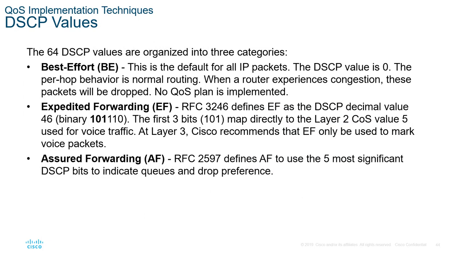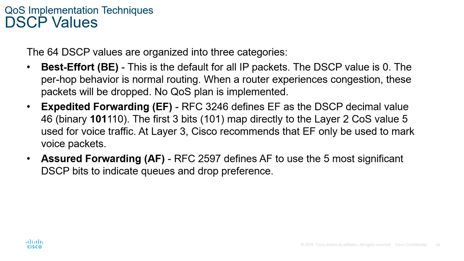Again, way outside the scope of the CCNA, but this is just background for understanding QoS and how we should prioritize traffic and the functions of prioritization. So for the DSCP values, again, there are 64 DSCP values: best effort, and expedited forwarding, or EF, which is going to be a DSCP decimal value of 46 or binary value of 101110. The first 3 bits map directly to the layer 2 QoS value, and the remaining bits are used for voice traffic. At layer 3, Cisco recommends that EF only be used to mark voice packets for now.